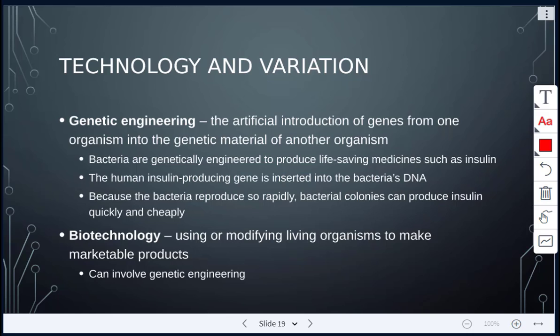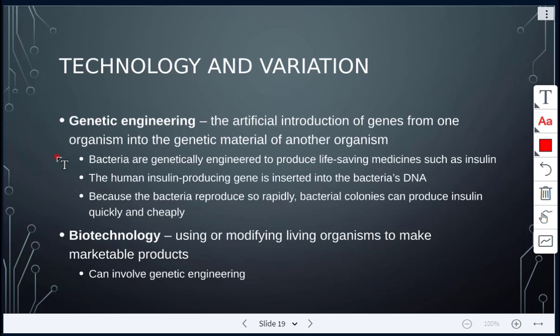All right, so today's lesson we are going to look at genetic engineering, and we will also look at artificial versus natural selection. So just starting off by talking about genetic engineering, this is when scientists can basically take genes from one organism and put it into the genes of another organism. So it's an artificial introduction of genes from one organism into the genetic material of another organism.